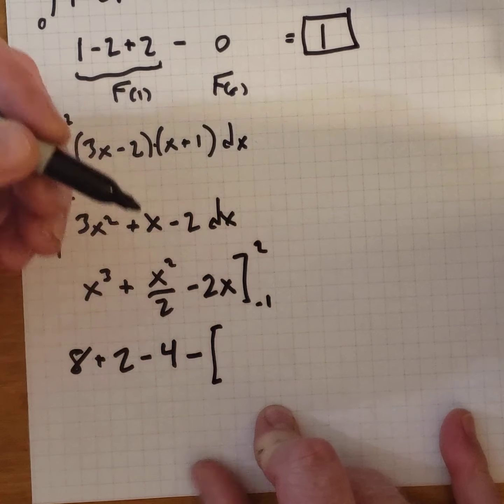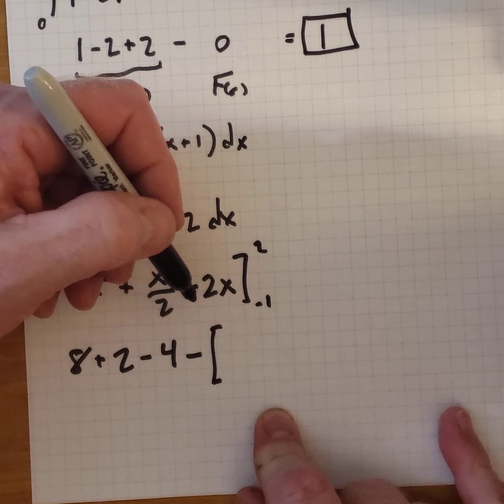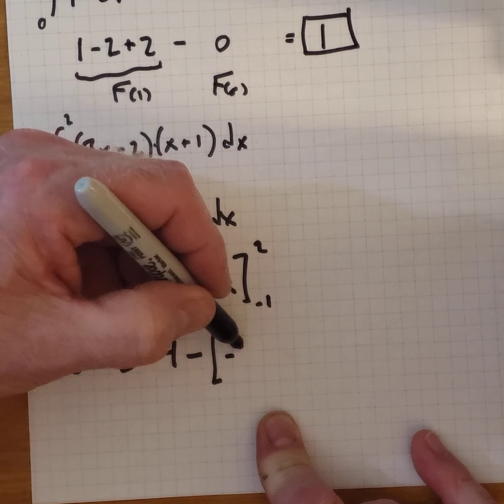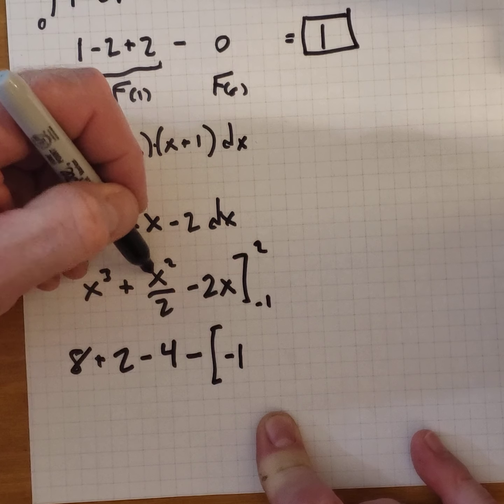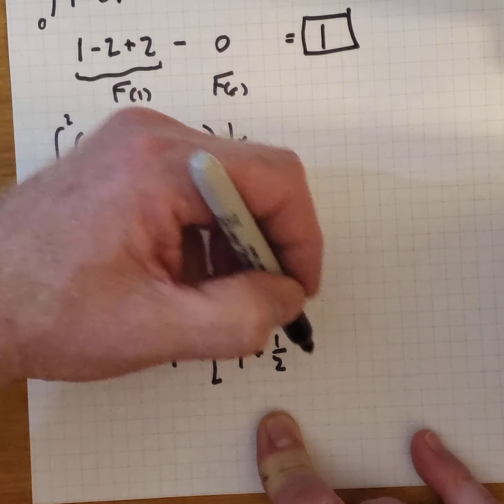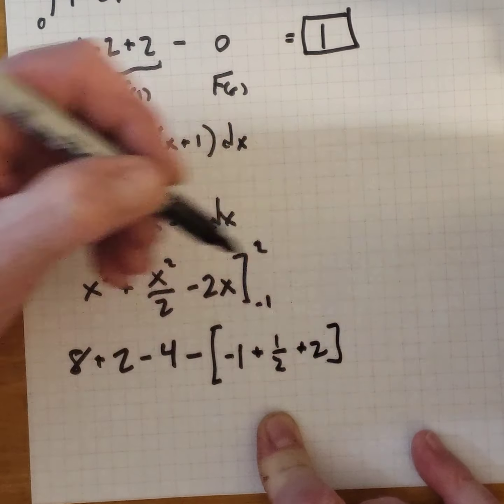And then we're going to subtract. It's a good idea to put brackets around this so you remember to distribute the negative. We put a negative 1 in there, we're going to get negative 1. Negative 1 in there will give us plus 1/2. And a negative 1 there will give us plus 2.